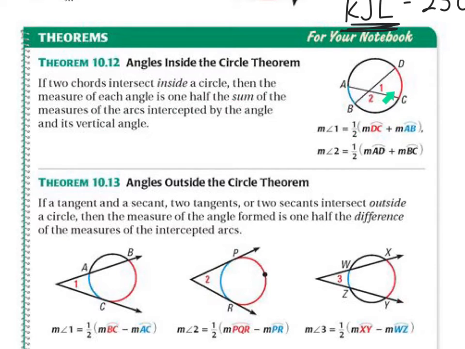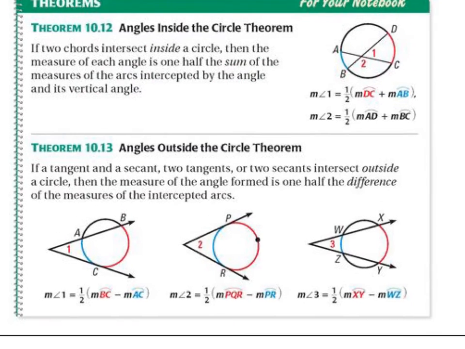Let's see if we can put this into layman's terms for you. If I'm trying to find angle 1, I have this intercepted arc, and I'm also going to have this intercepted arc. I'm going to add those intercepted arcs together, and then I'm going to divide it by 2. And then from there, we can do the same thing with angle 2. We'd add arc BC and arc AD together and also divide by 2. So that's when they are formed inside the circle.